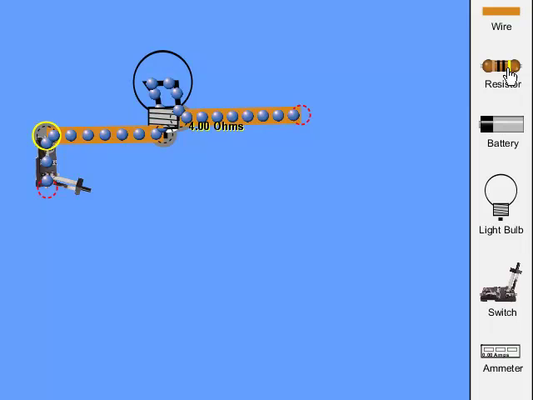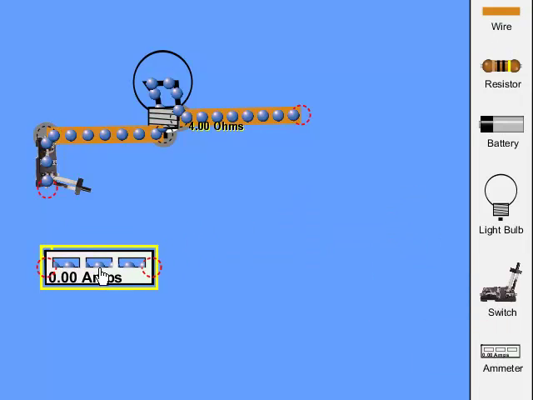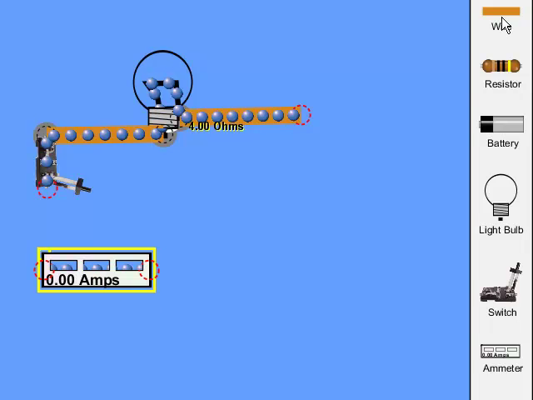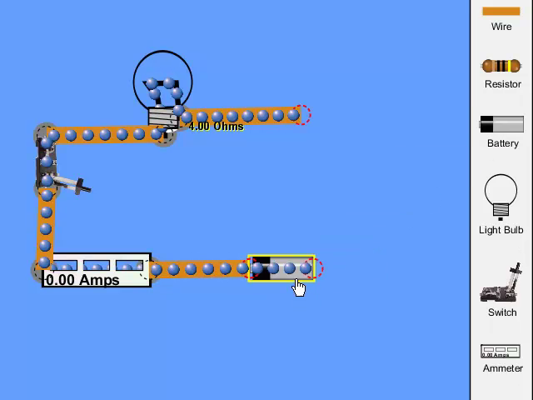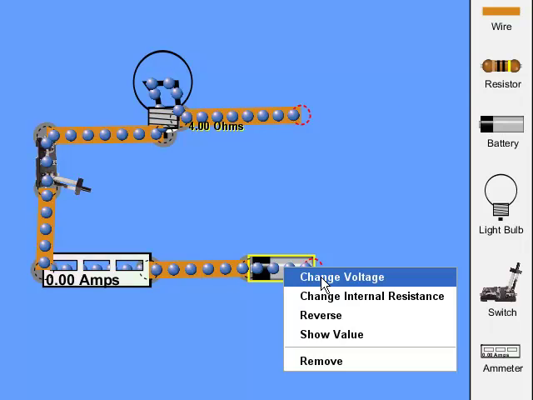Apparently I have to pull on the joints. I'm going to put an ammeter in here. And I need another wire to connect. There we go. And yet another wire there. And I need a battery. There we go. And it's at 6 volts on the first one.